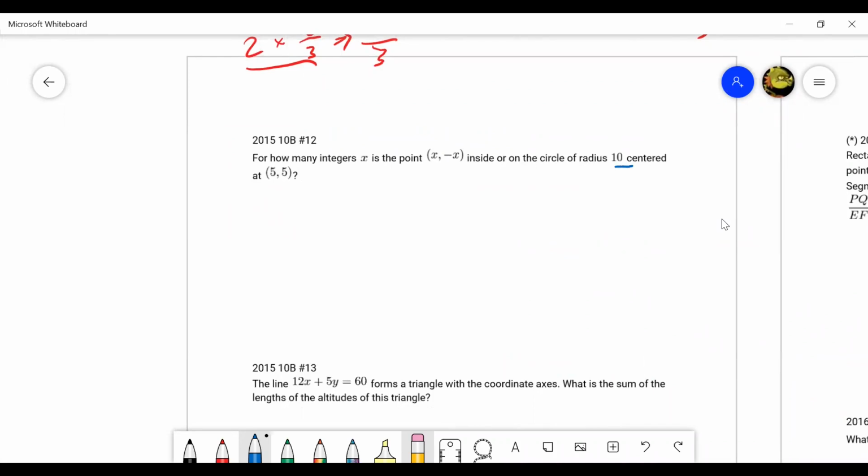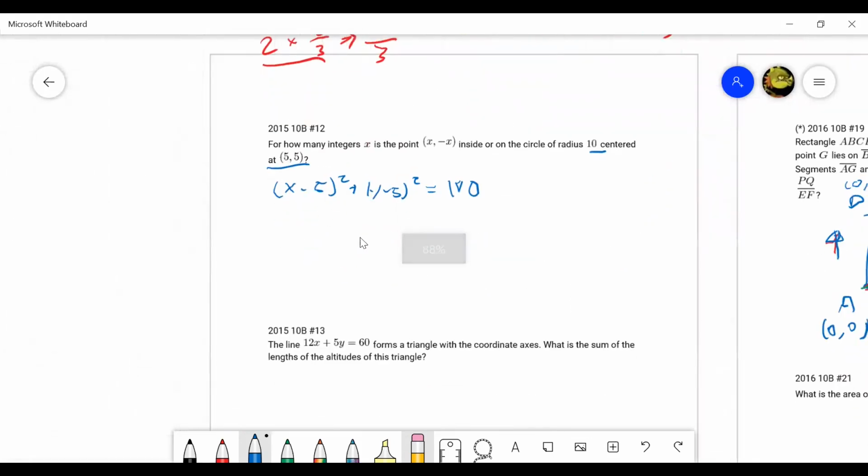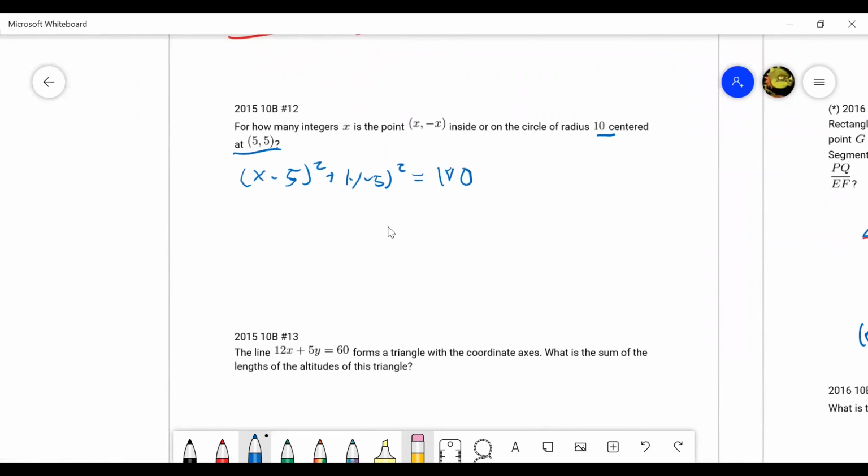We know that a circle of radius 10 centered at (5, 5) has equation (x - 5)^2 + (y - 5)^2 = 100. This is simply from the formula on this note sheet. We know the point (x, -x) is inside or on the circle, so I want to consider what happens if we plug (x, -x) into this equation, because this will create an inequality, which I'll address later on.